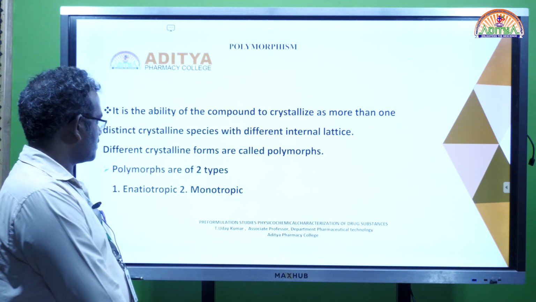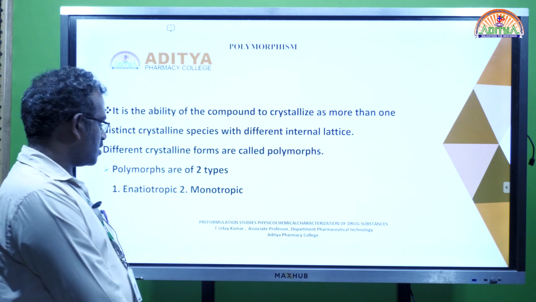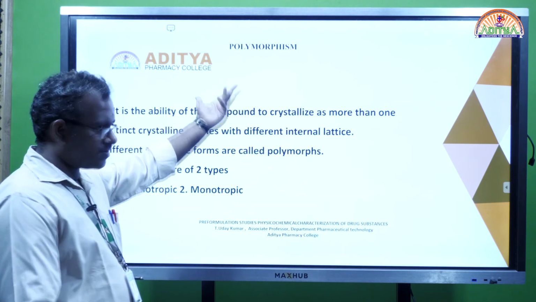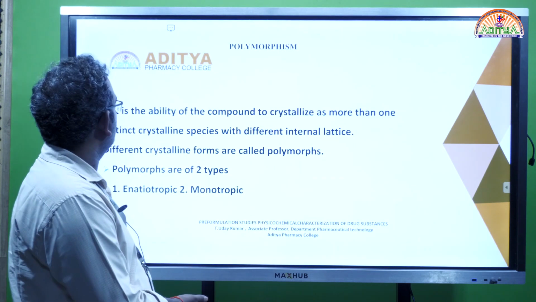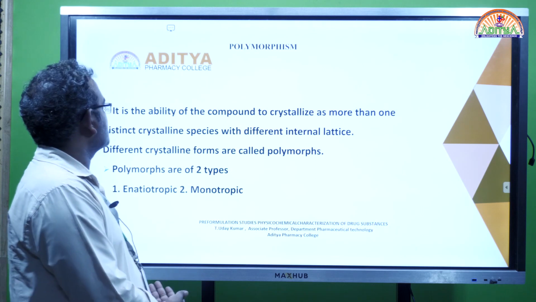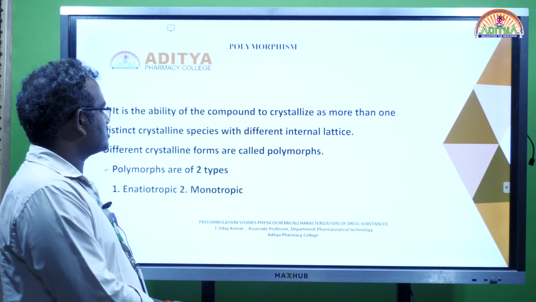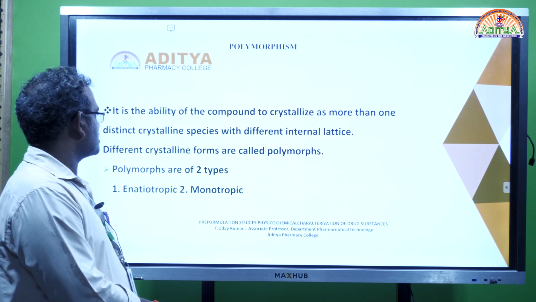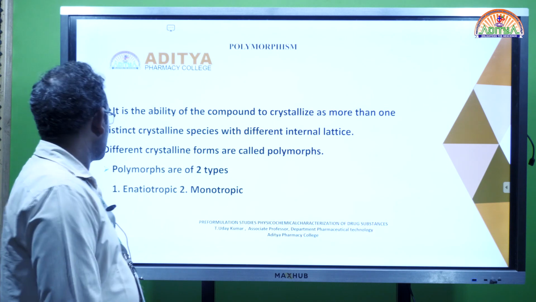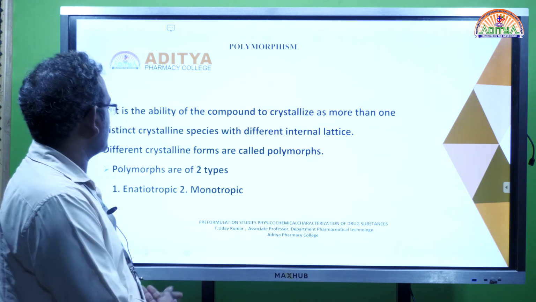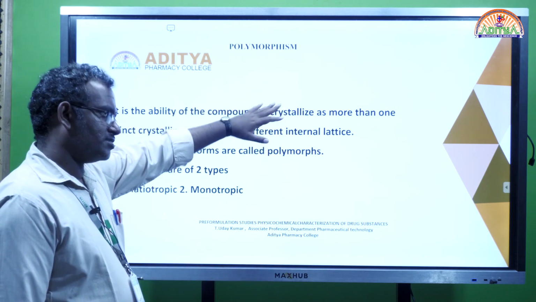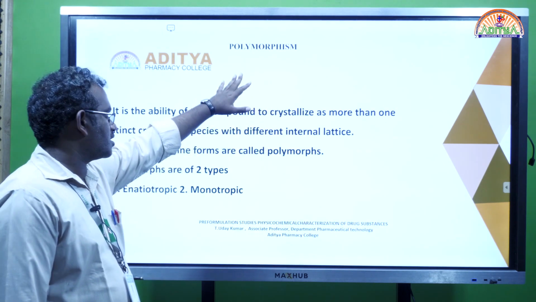Next comes polymorphism. It is the ability of the compound to crystallize. Poly means many. The same compound being available in different forms is called polymorphism. It is the ability of the compound to crystallize as more than one distinct crystalline species with different internal lattice. Different crystalline forms are called polymorphs. Polymorphs are of two types, enantiotropic and monotropic.